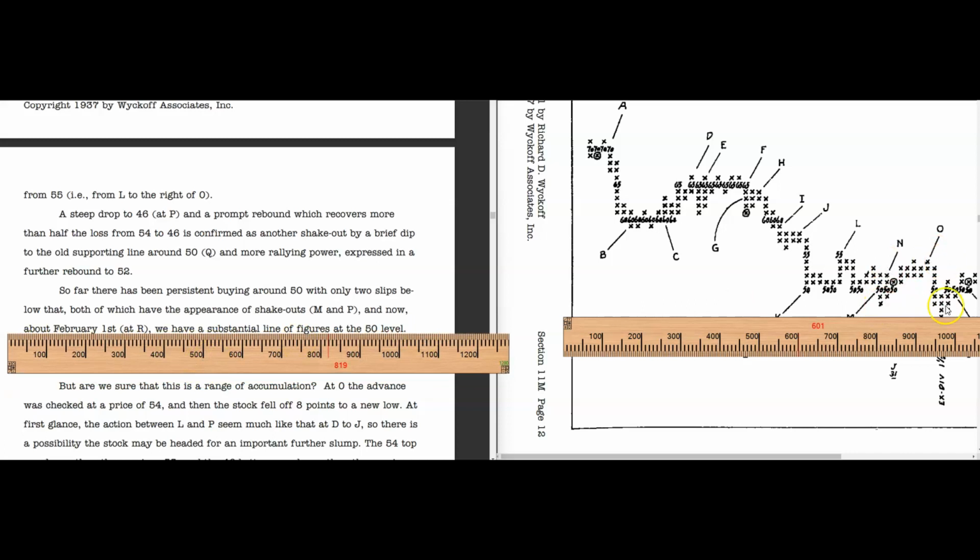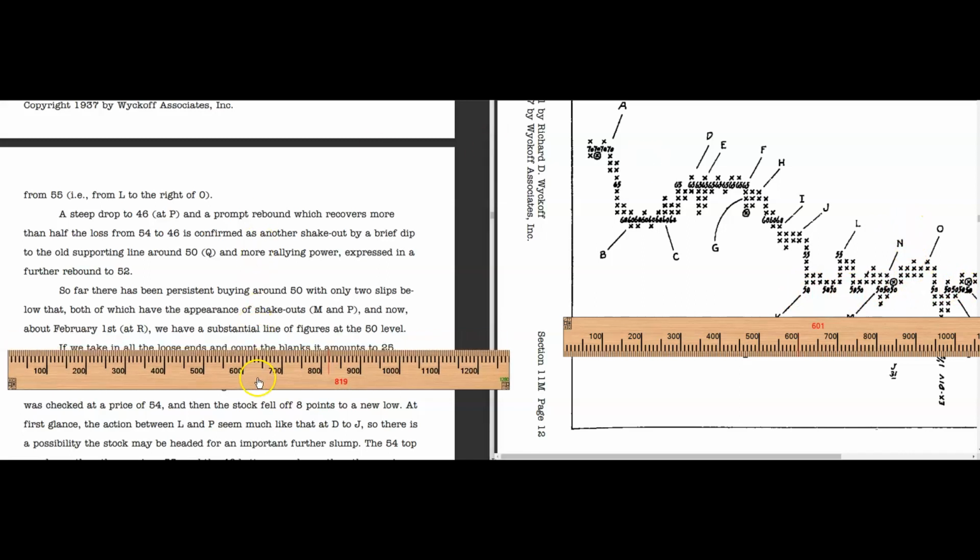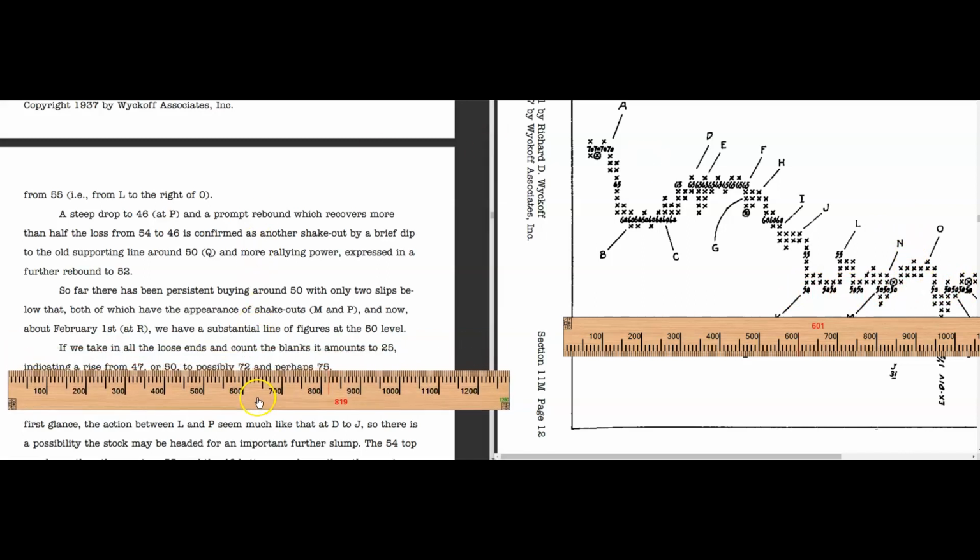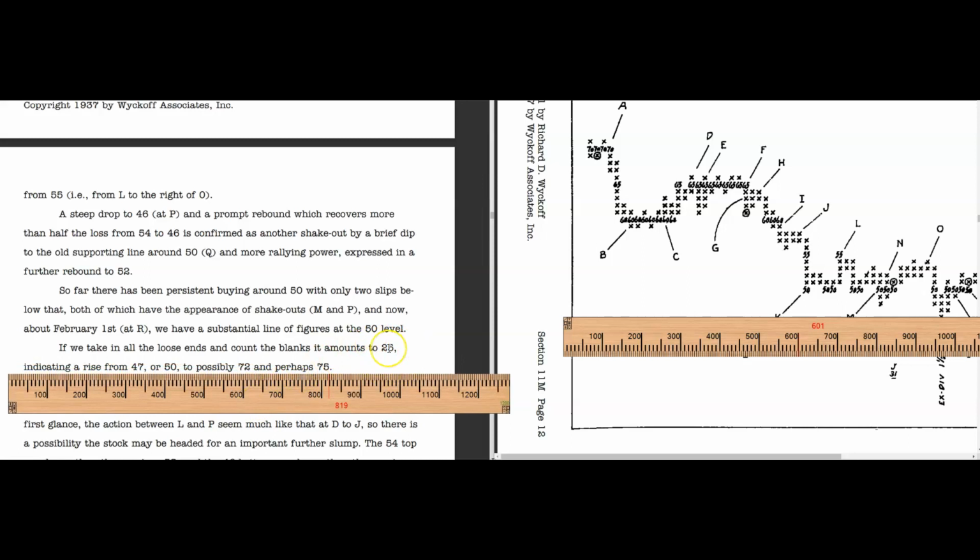So he's saying that there's been about 2 shakeouts across the 50 line, but if we do a count across the 50 line, it is pretty big. It amounts to 25 points across the 50 line. And that indicates a very significant rise, indicating a rise from 47 or 50 to approximately 72 and up to 75. So I just want to talk about this a little bit.